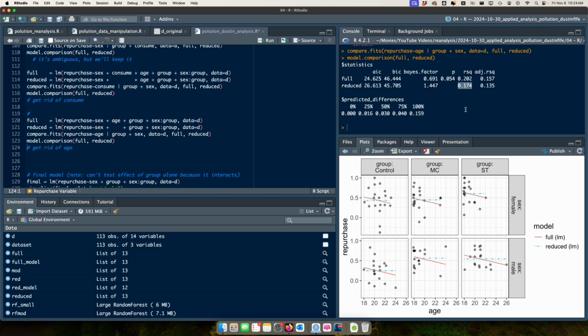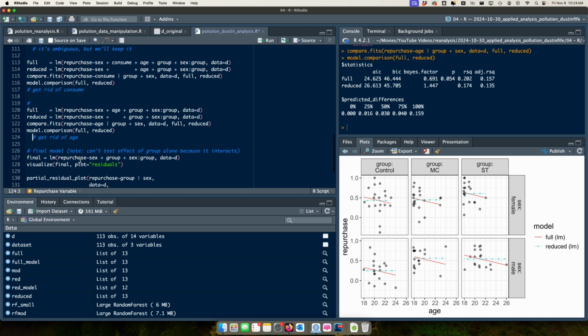R squared, we're only adding 3% of the variance. Adjusted R squared, you would say favors the reduced. So it's a bit ambiguous here. Earlier I made the decision to get rid of age. I'm going to go ahead and stick with that just to make things simpler for myself, but it is ambiguous and you might make a different decision. That's totally fine.